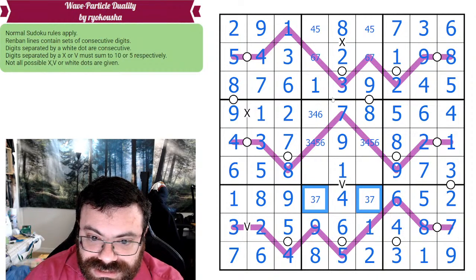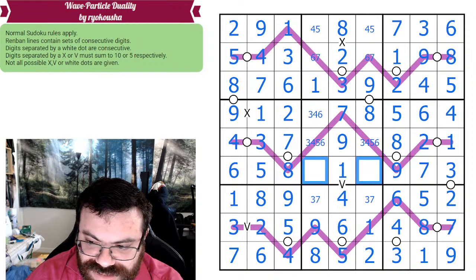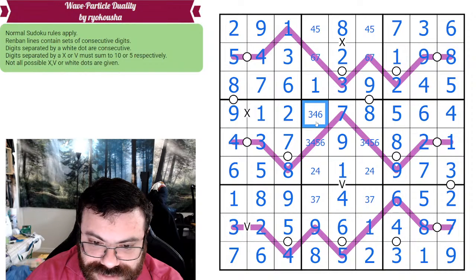Nope. This is 2, 4, it looks like. That's helpful. These can't be 4s. Maybe this... I have a 4 and a 3 on the Renban, so those are 5, 6 pairs. That's a 3.